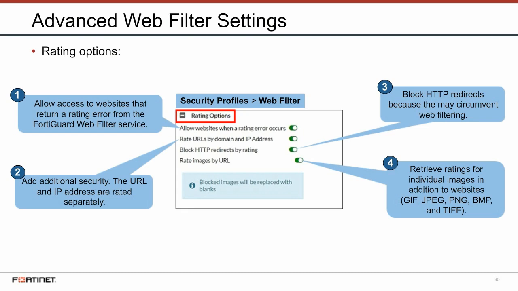3. Block HTTP redirect to avoid websites designed to circumvent web filtering. 4. Rate images by URL. This option replaces blocked images with blanks, even if they are a part of the website in an allowed category.